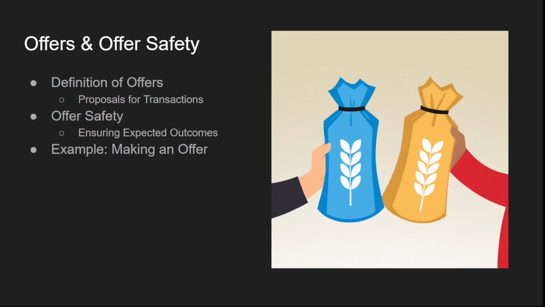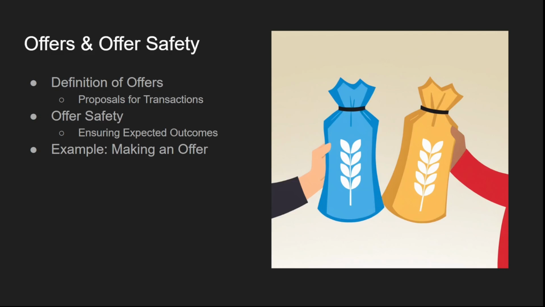Next, let's talk about offers and offer safety, which are critical components for ensuring secure and reliable transactions in Agoric. An offer is essentially a proposal for a transaction. When you make an offer, you specify what you are willing to give and what you expect to receive in return. Offers are central to how users and contracts interact in Agoric. They allow participants to propose exchanges of assets in a structured and secure manner.